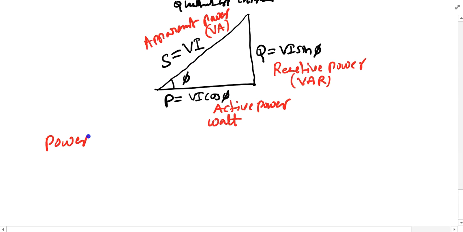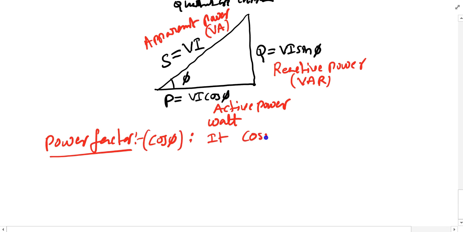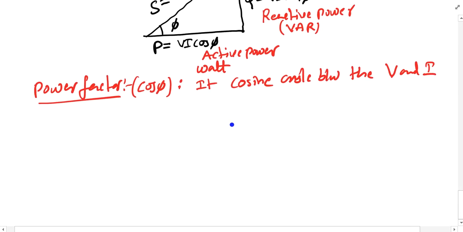So what is meant by a power factor here? The power factor is nothing but cos φ. This is the term: cos φ means it is a power factor. If you define it, it is the cosine of the angle between the voltage and current. The angle between the voltage and current is called the power factor. So that is the definition of that one.